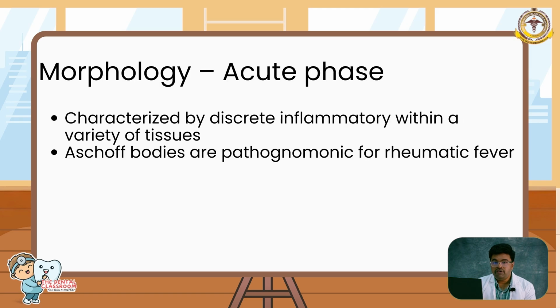We have an acute phase and a chronic phase. In the acute phase, Aschoff bodies are pathognomonic for rheumatic fever. It is characterized by discrete inflammatory foci within a variety of tissues. It can involve any of the 3 layers of the heart: endocardium, myocardium and pericardium. When it involves the endocardium of valves, it forms a characteristic lesion called verrucae.